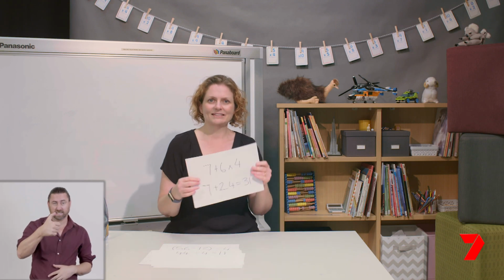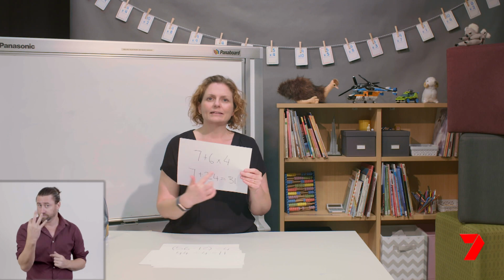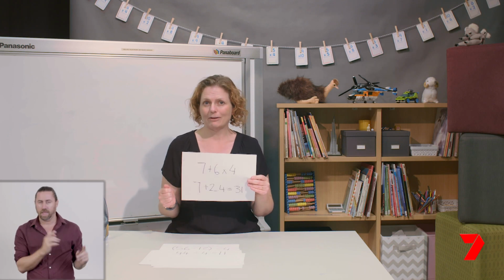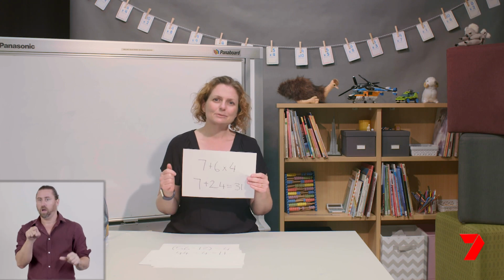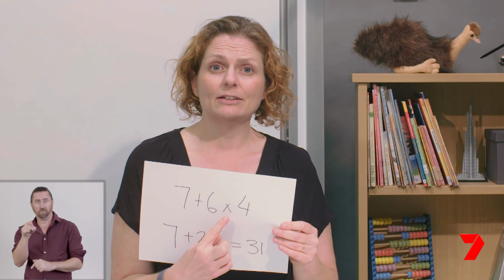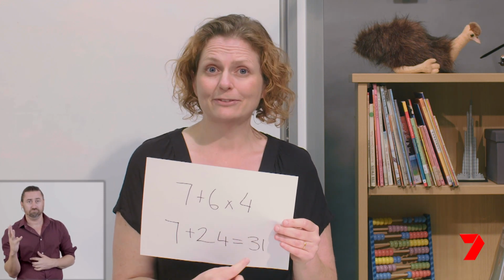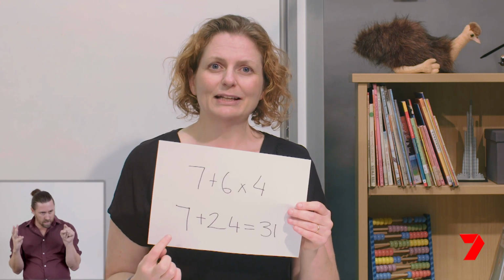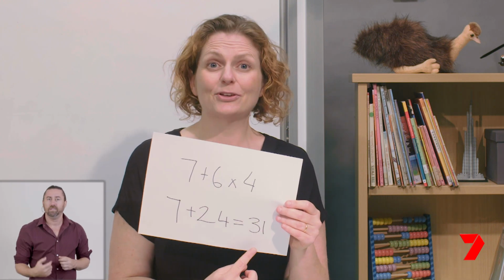Let's look back at the question from the start of the lesson. 7 plus 6 multiplied by 4. Well, there are no brackets, so we don't have to worry about that rule. We do have multiplication or division. This expression only has a multiplication, so we do that first. 6 multiplied by 4 is 24. Then we work left to right. So we add 7 to 24, which is 31.